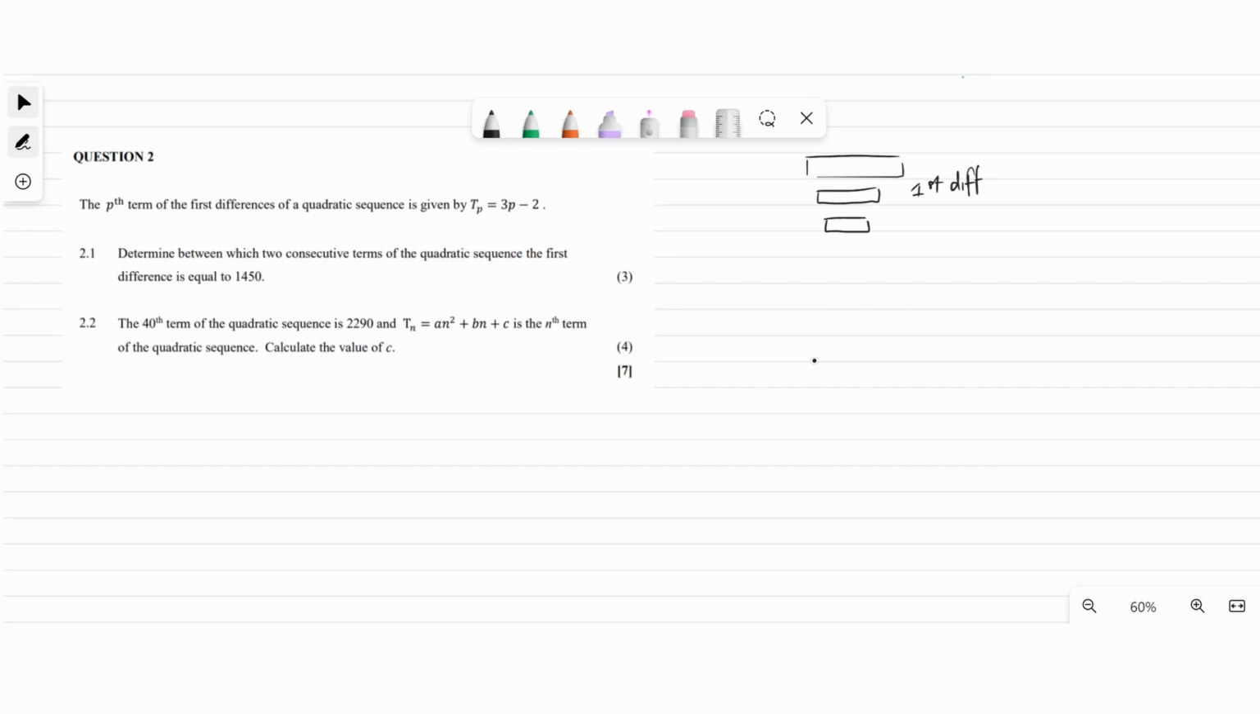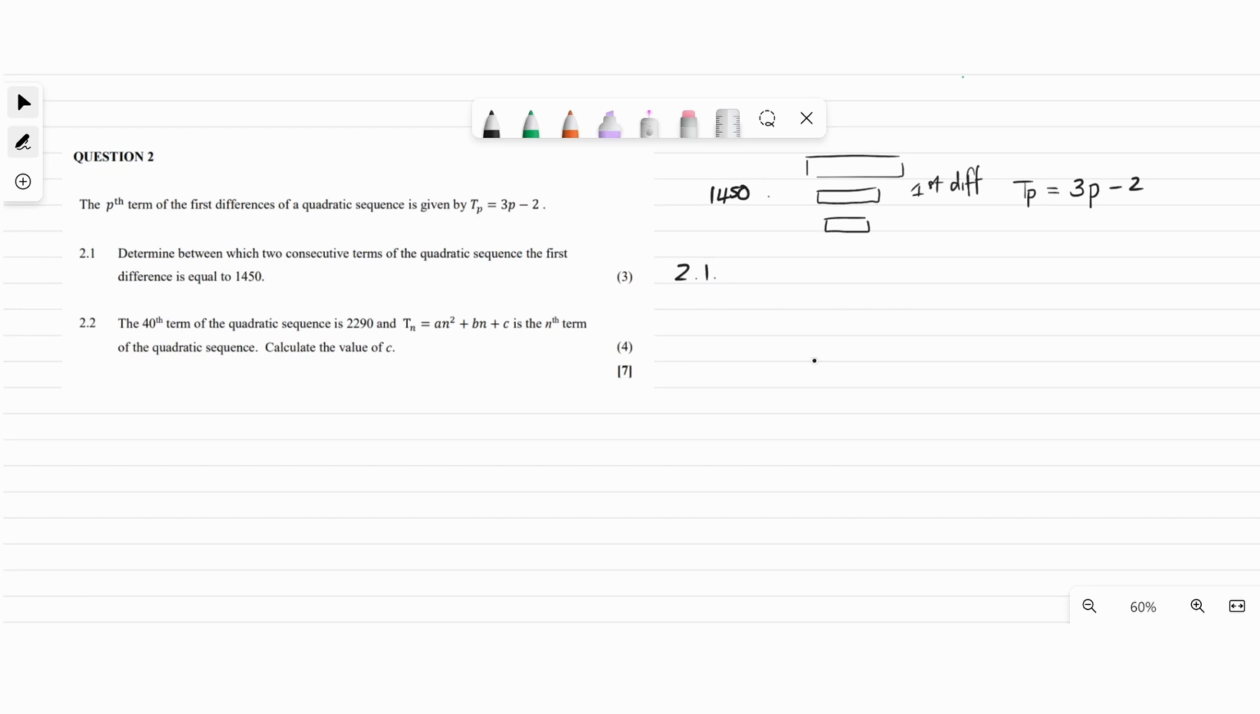So they give us the equation for the first difference, which is TP is equals to 3P minus 2. That's what they gave us, right? And the first question, which is 2.1, says determine between which two consecutive terms of the quadratic sequence the first difference is equals to 1450. So what did they give us? They gave us one of the terms in the first difference, which is 1450, and they want two consecutive terms. So what can we do?